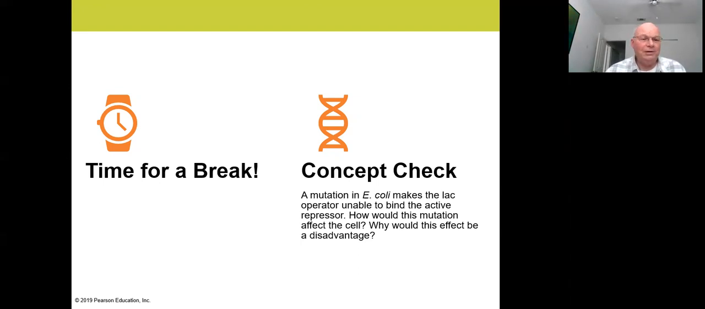Would this be a disadvantage? Absolutely, because now the cell is investing resources in making enzymes and other proteins that are not necessary because there's no lactose present. Remember, the operon is only supposed to be turned on if lactose is present. But in this circumstance, where the repressor is not binding to the operator, that's going to leave the operon permanently switched on and mean that it's going to be investing resources and energy in making something that it does not need at the time. So that would be a distinct disadvantage to the cell.